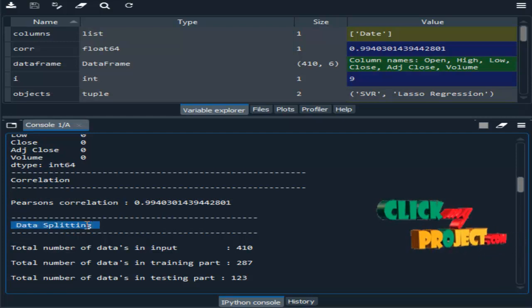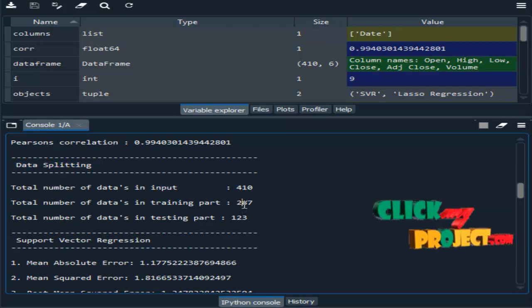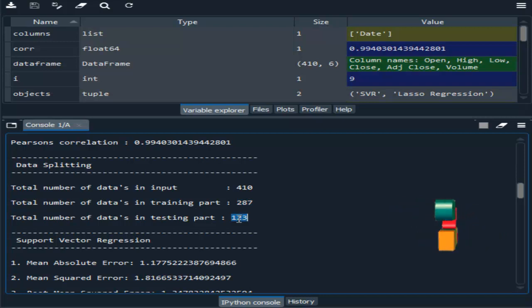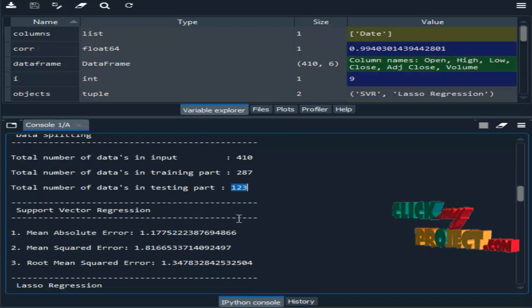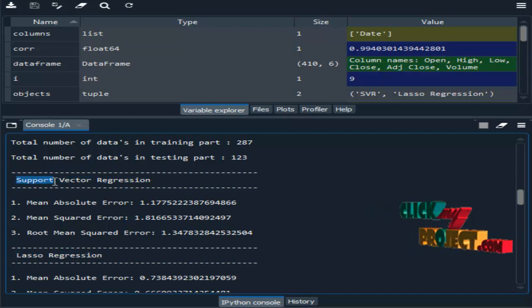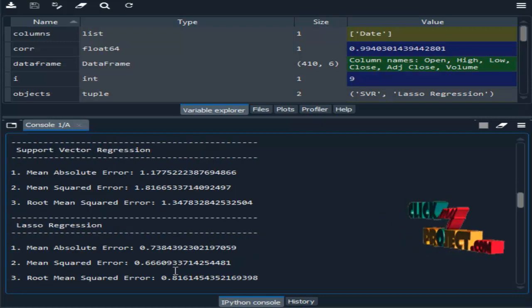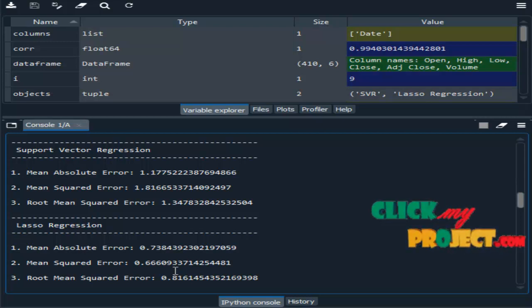Then data splitting. Here this is the total number of data present in our dataset. Then this is the total number of training data. This is the total number of testing data. Then support vector regression and lasso regression. So this is the existing algorithm and this is the proposed algorithm. When comparing the two algorithms, based on the result we can conclude which one is efficient.